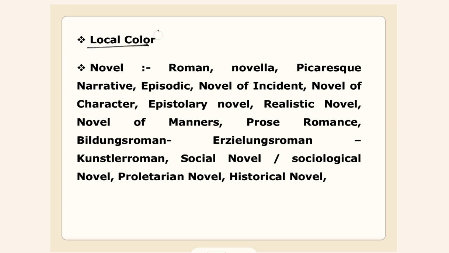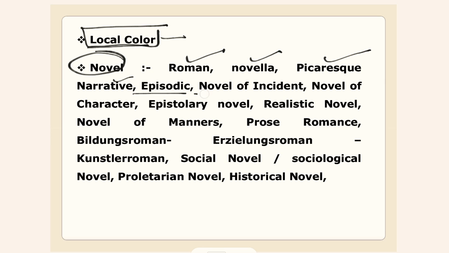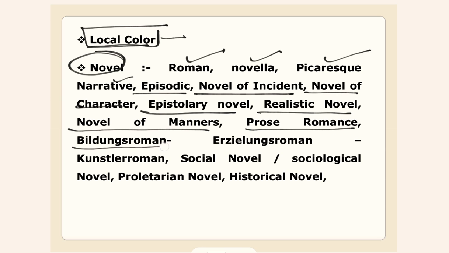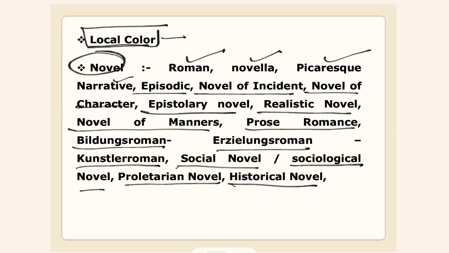Next, local color. So it is like a topographical poetry. Let's say novel. So let's see what are the important terms associated with novel. Roman, novella, picaresque narrative, episodic, novel of incident, novel of character, epistolary novel, realistic novel, novel of manners, prose romance, Bildungsroman, Kristallroman, social novel, sociological novel, proletarian novel, historical novel.